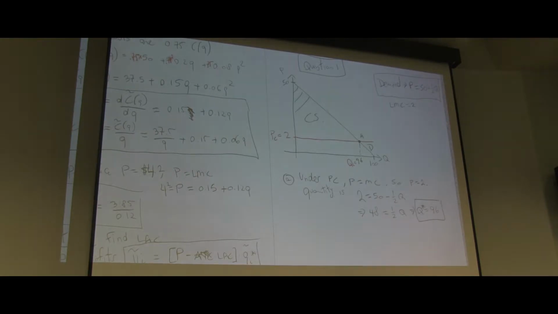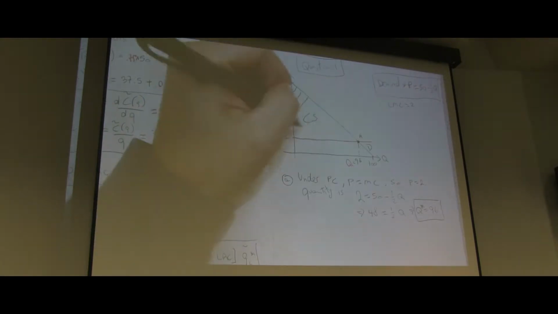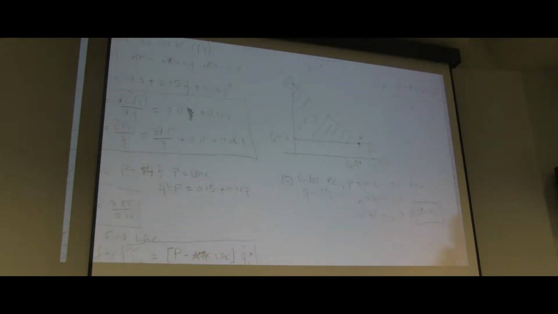Yes. It's simple. It's 50 minus 2. It's 48. 48 times 96 divided by 2. That gives you the consumer surplus. Okay. All right. Now, calculate the value of the consumer surplus. So that's 2,304.